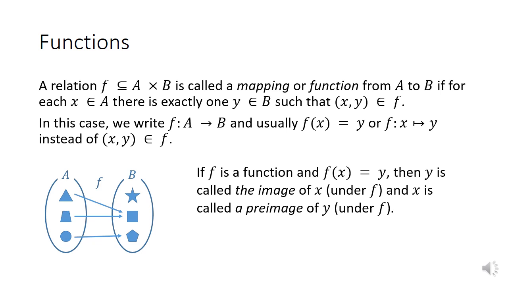If f is a function and f(x) equals y, then y is called the image of x under f, and x is called a preimage of y under f. While each member of A has exactly one image, there may be members of B that have no preimage, like the star in B, or more than one preimage, like the square in B.